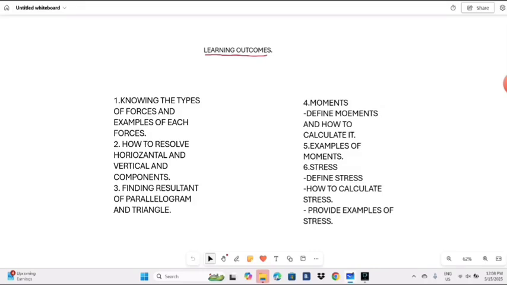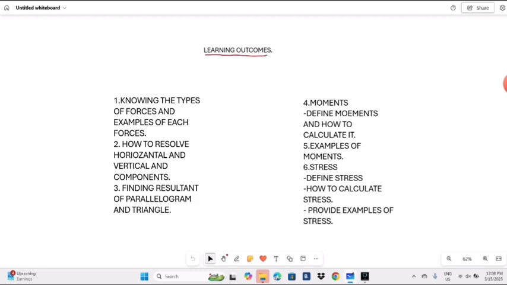I am Miss Longo. Today we are going to explore the fundamental concept of forces in engineering components. We'll be looking into the different types of forces including tensile, compressive, shearing forces, and learn how to calculate moments and stress in various engineering applications. In this session, we'll be discussing the basics of forces in engineering, covering topics such as components of forces, moments, and stress.